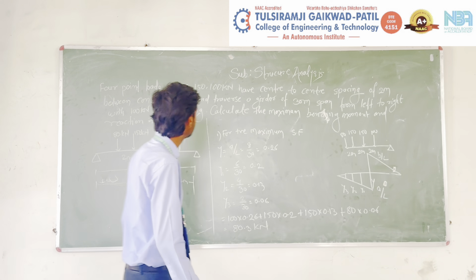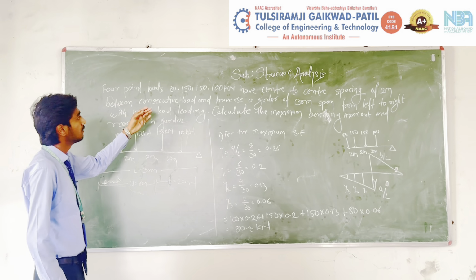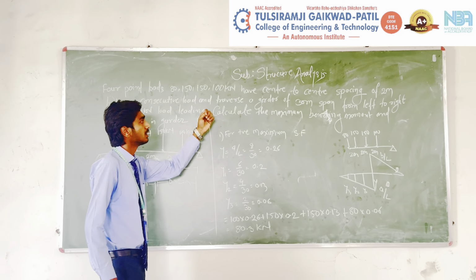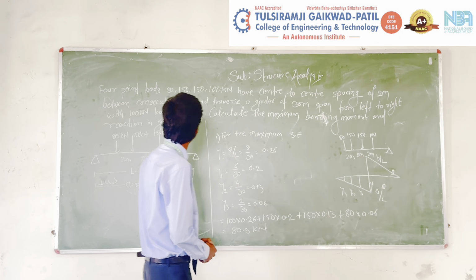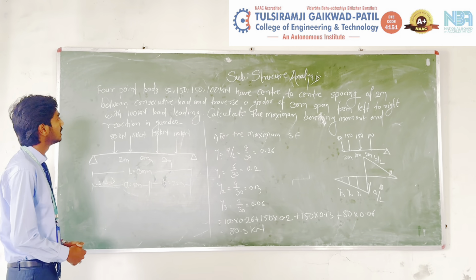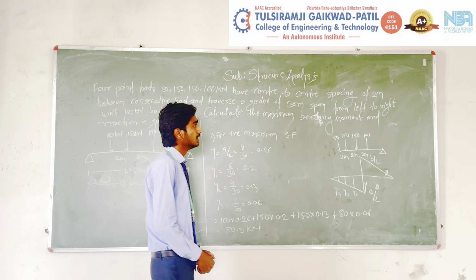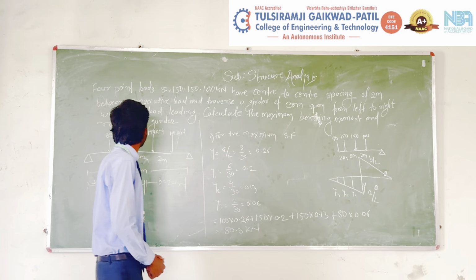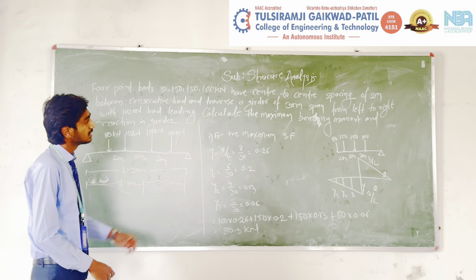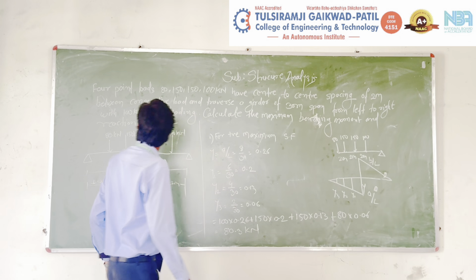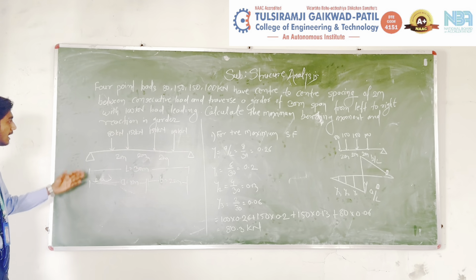The subject is structural analysis and the question is: for point loads 80, 150, 150, 100 kilonewton, with center to center spacing of 2 meter between consecutive loads, traverse a girder of 30 meter span from left to right with the 100 kilonewton load leading. Calculate the maximum bending moment and reaction of the girder. This is our diagram.